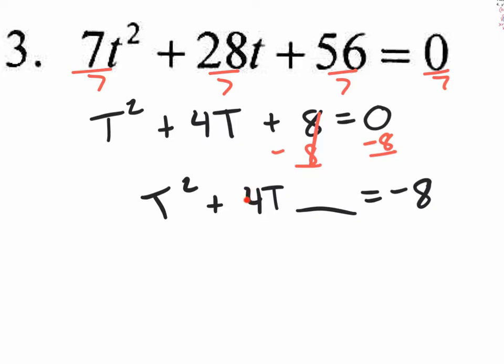Yeah, it's going to be 4. Right? Go to b, take half of it. What's half of 4? It's 2. Square it, multiply it with itself. 2 times 2 is 4. So your perfect c value is 4. And you can't just magically add 4 there unless you do it over here.